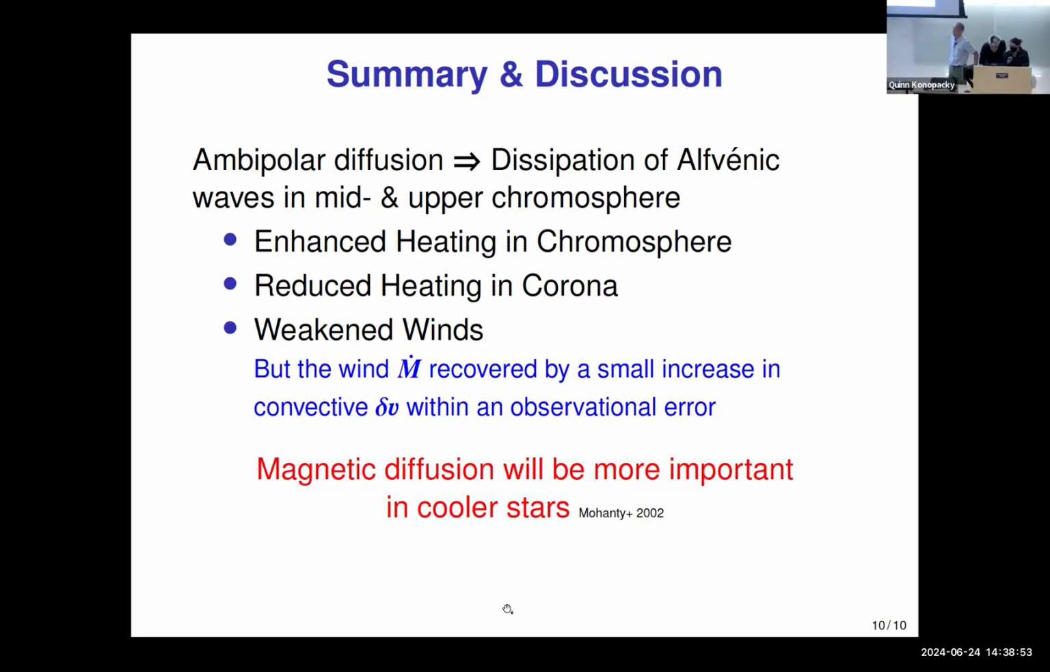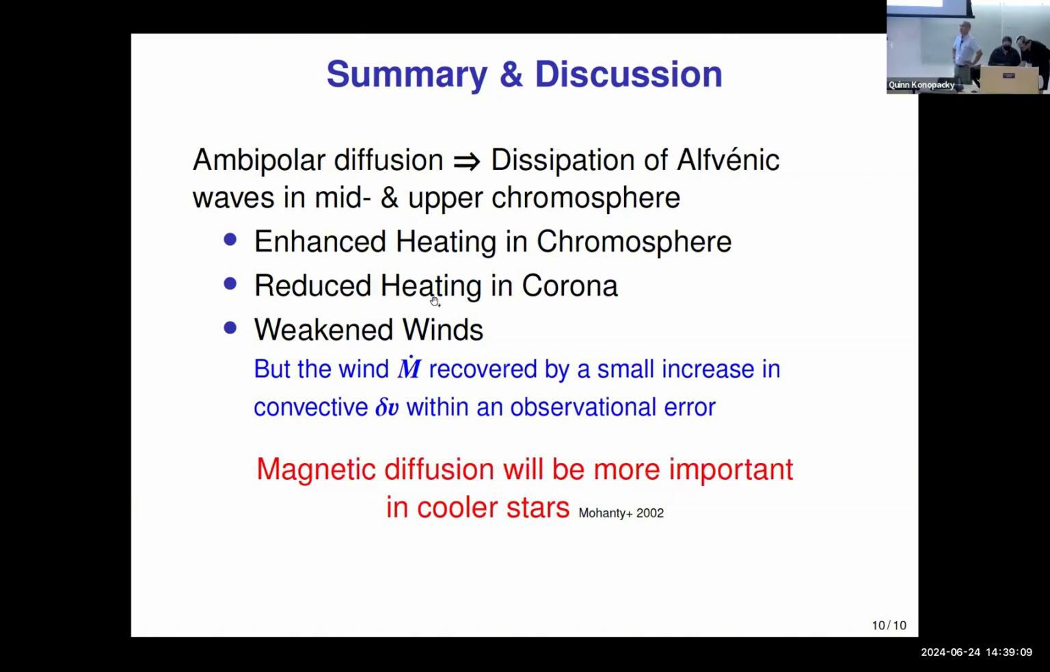I have a question about that last point. You said that it's going to be more important for cooler stars, because everything is cooler. But those stars also have much stronger magnetic fields. So could there be a compensation?